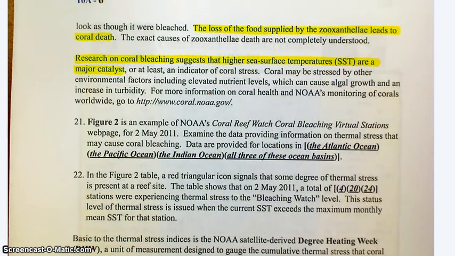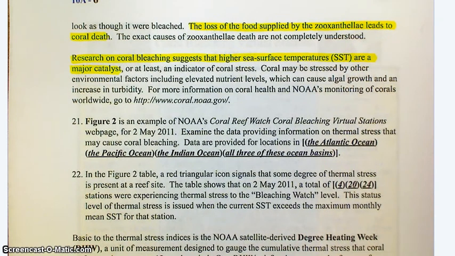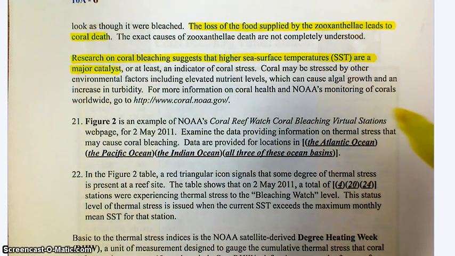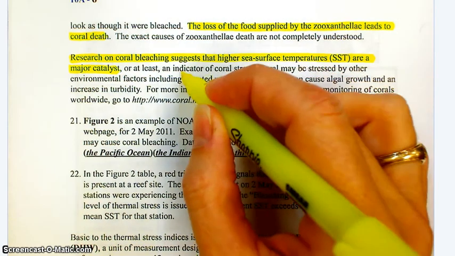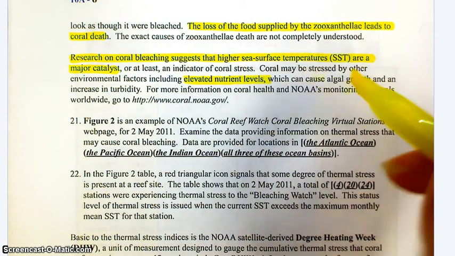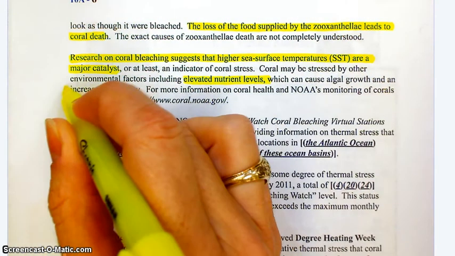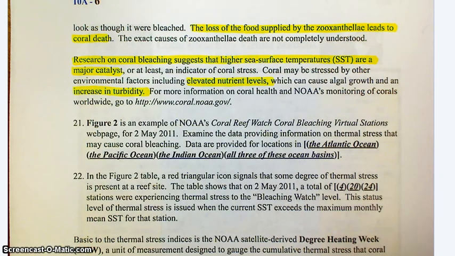Okay. So just make sure that you've highlighted both of those sentences, the one that says the loss of food supplied by zooxanthellae leads to coral death, and the one that says research on coral bleaching suggests that higher sea surface temperatures are a major catalyst. But also it says coral may be stressed by other environmental factors, including elevated nutrient levels and an increase in turbidity. Okay? Meaning the water is more stirred up.